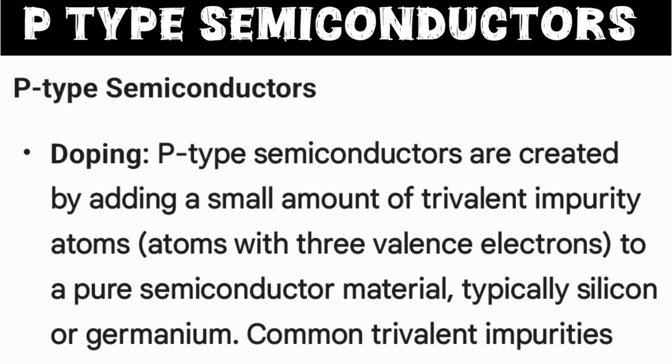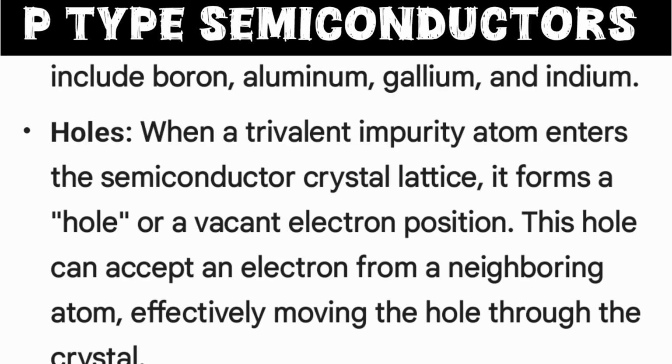P-type semiconductors. Doping. P-type semiconductors are created by adding a small amount of trivalent impurity atoms, atoms with 3 valence electrons, to a pure semiconductor material, typically silicon or germanium. Common trivalent impurities include boron, aluminum, gallium, and indium.